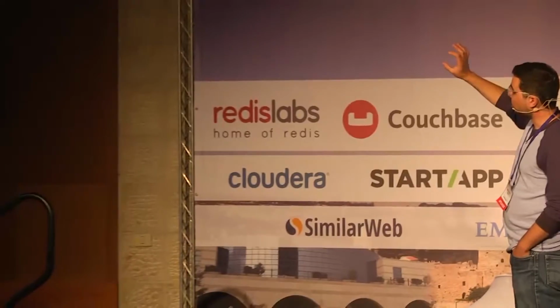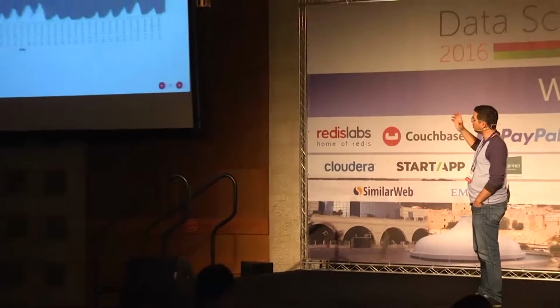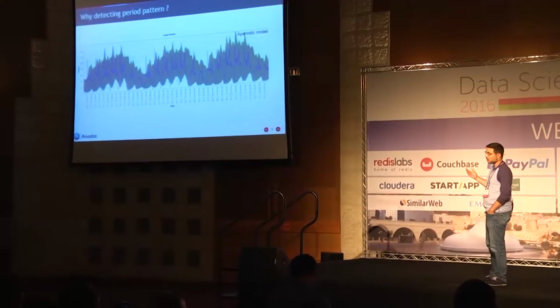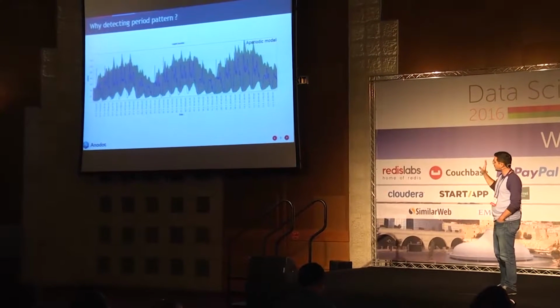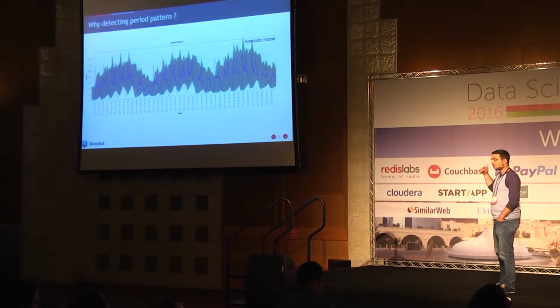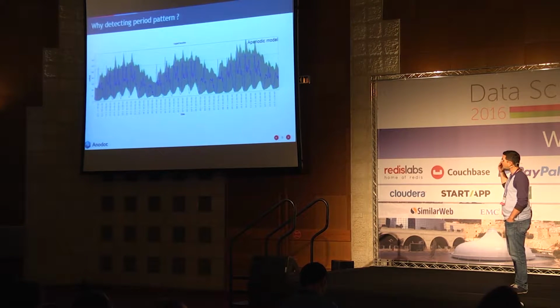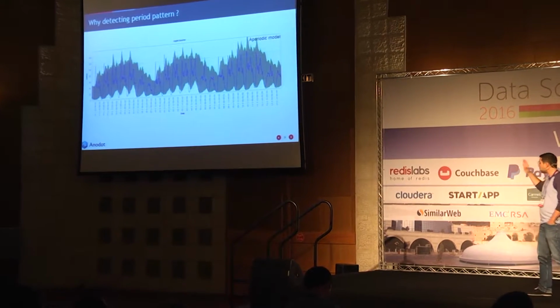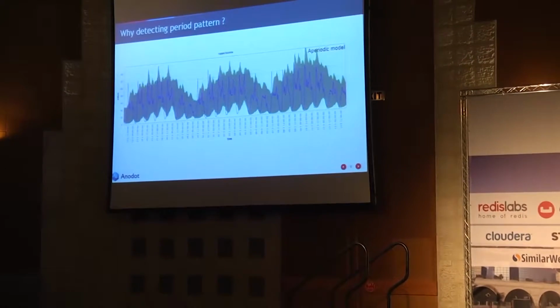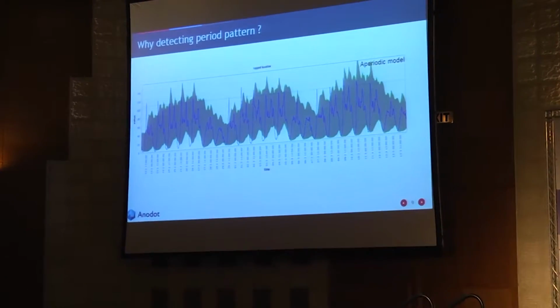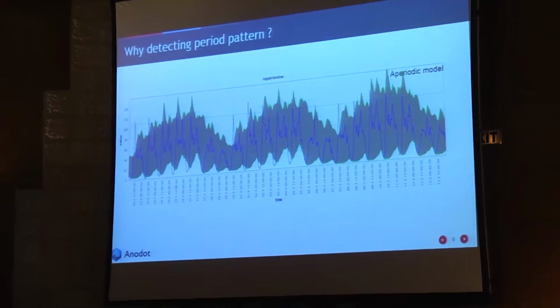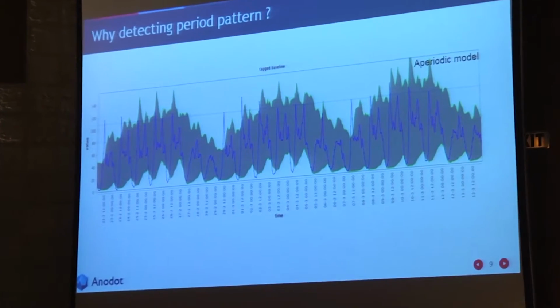In the gray band, this is the normal range of our model. In this case, we can see that the model doesn't integrate the concept of seasonality. There is no periodic assumption in this model. So it's very bad for us. It's very bad because, in fact, the band is very, very wide. So we can miss lots of problems.